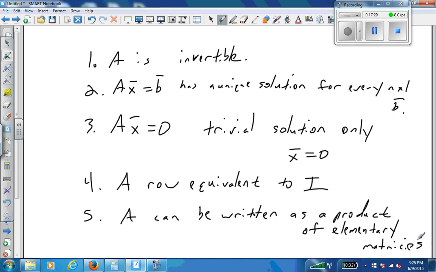So that's the list we've already had, and then the new one that we just picked up was that the determinant of A is not 0. So if our coefficient matrix is invertible, if the only solution to the homogeneous system is 0, if A can be reduced to I, if A can be written as a product of elementary matrices, if any one of these is true, then all the other ones are true, and the determinant of that coefficient matrix is not 0. So something that might be useful as we work along the way.